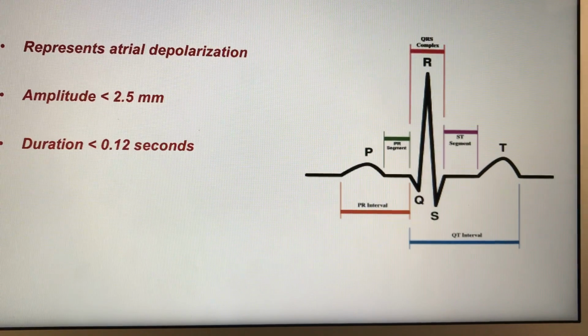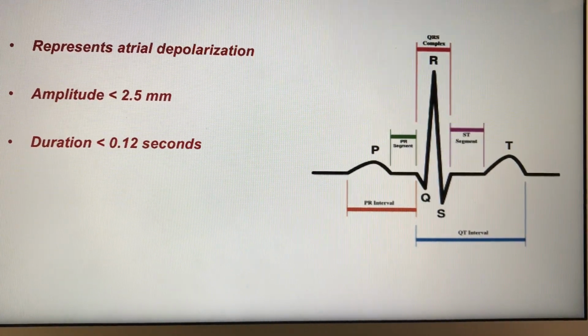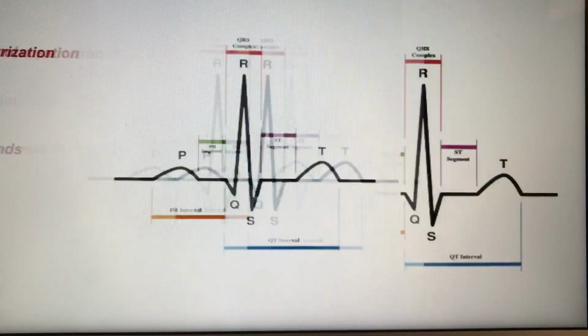So how does a normal ECG look like? It has a P wave, it has a QRS complex and a T wave. The P wave represents an atrial depolarization with amplitude less than 2.5 mm and a duration less than 0.12 seconds.